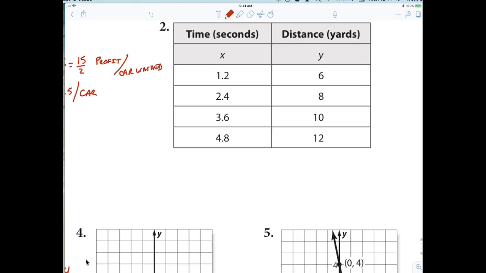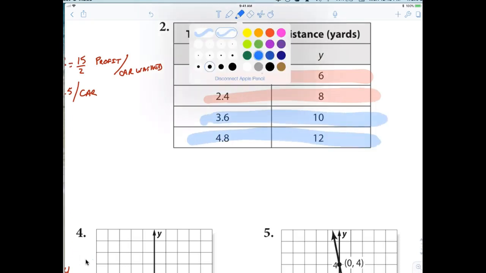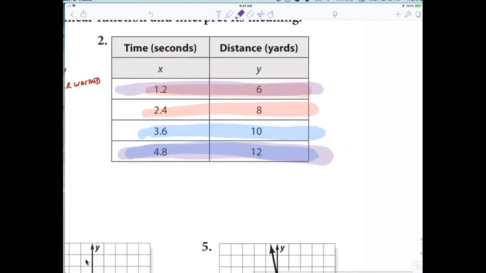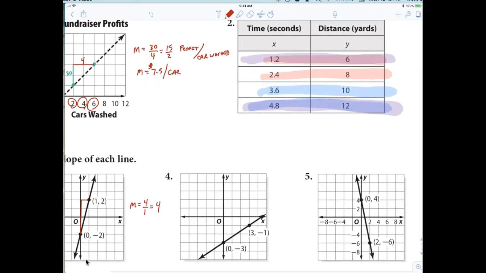So in this problem, I could choose this point and this point. I could choose this point right here and this point right here. I could choose this point right here and this point up here. Does everybody see that? But you're always going to get the same answer. So you try to find the 2 easiest ones, and usually those are the ones that are close together. So the first thing I want you to do is write the slope formula. M equals y2 minus y1 over x2 minus x1.